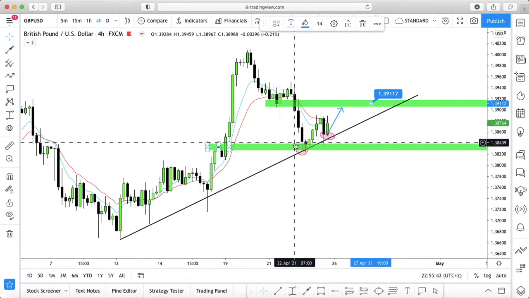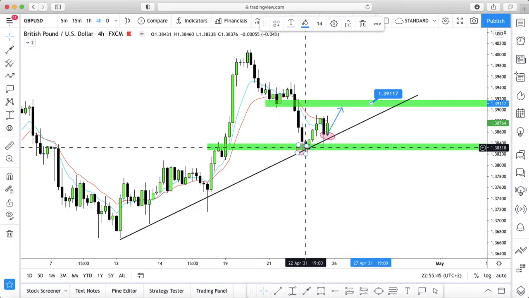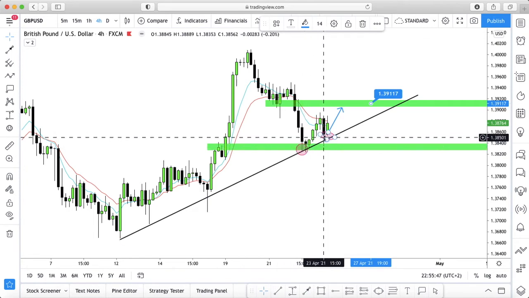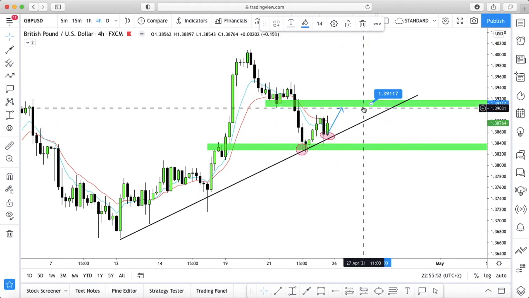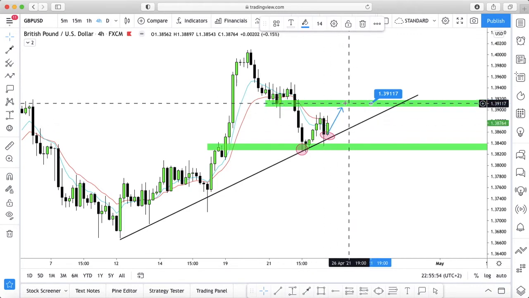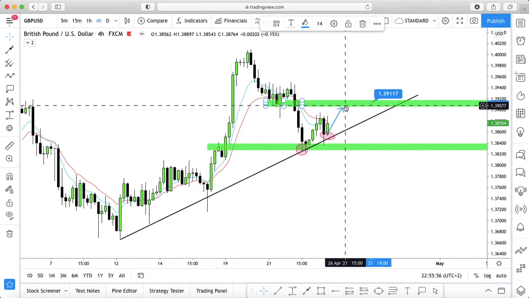Okay, something that I also marked out here is this low over here is lower than this low. So this could be an indication that price could move up, or it could just be going back here, like I said, to retest. So again, staying out initially to see exactly what price does, and then I will enter depending on what I see.